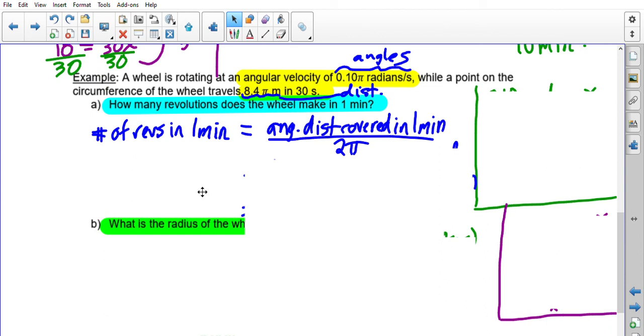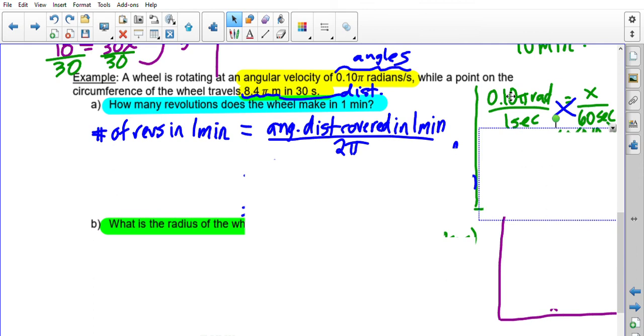All right, so the angular distance covered in 1 minute. What our problem is here is that here in yellow, the top line, we know the angle measure covered in 1 second, but we don't know what it is in 1 minute. So we can set up a proportion to solve that.